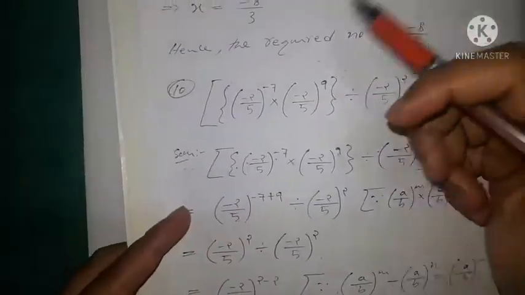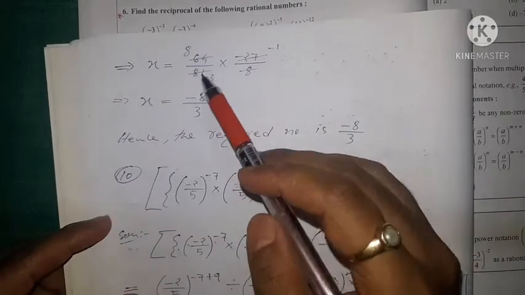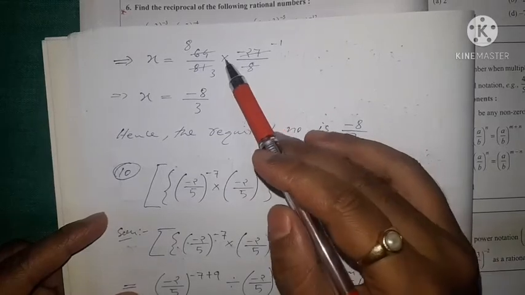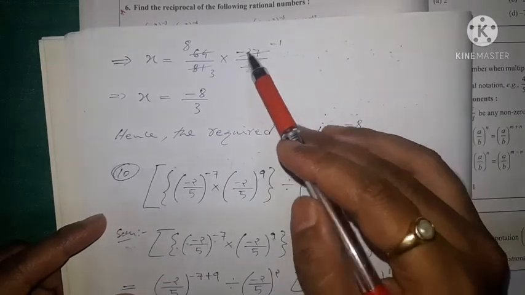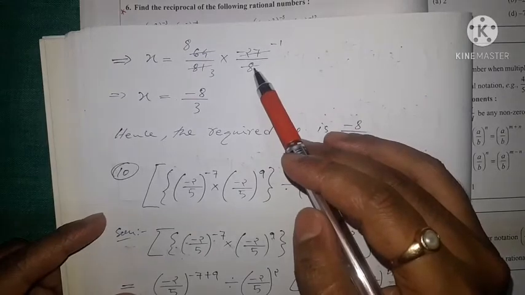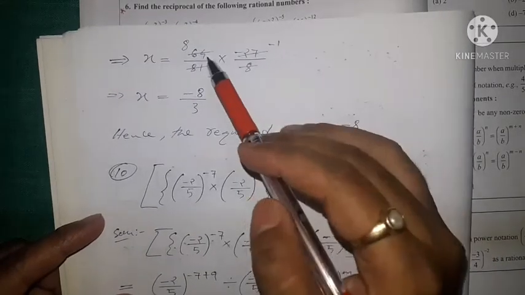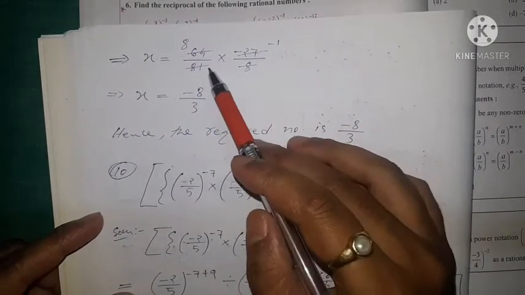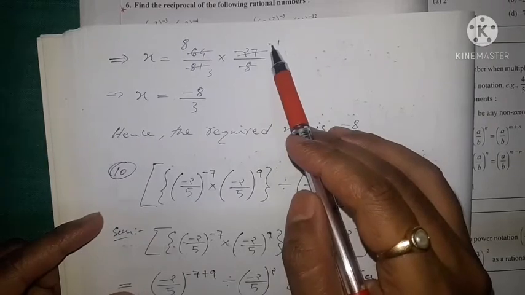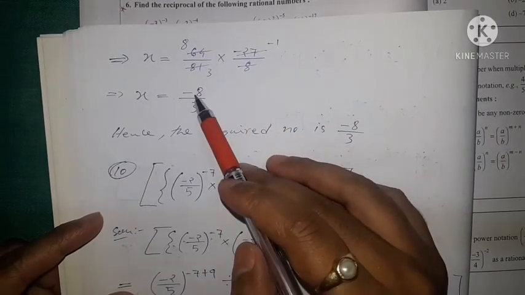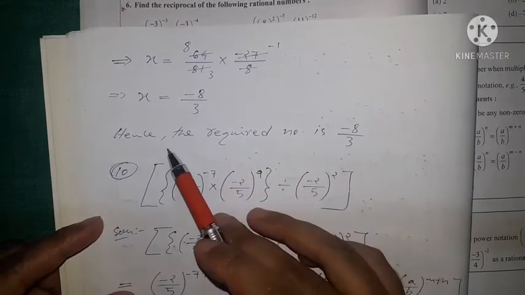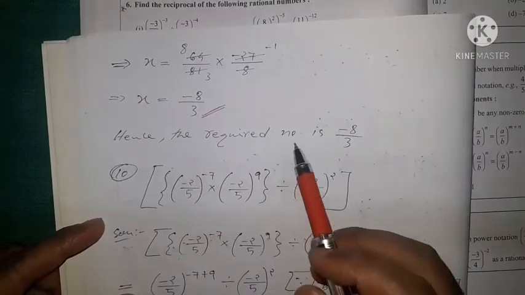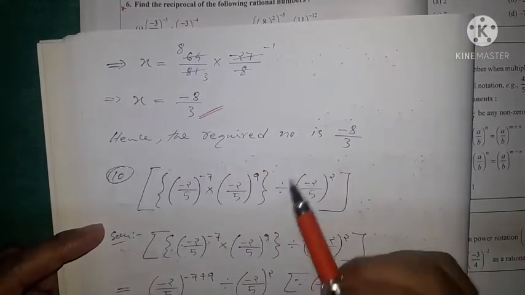So that is the step that we have written here, that is 64 divided by 81 into, when we change the division sign to the multiplication sign, it is reversed, so it becomes -27 by 8. If we cancel 8, 8 eights are 64, so 8 remains here, and 27 by 3, 3 remains here, and this is -1. So 8 into -1 is -8, divided by 3. Hence the required number is -8/3, because this is the value of x, so x is equal to -8/3.